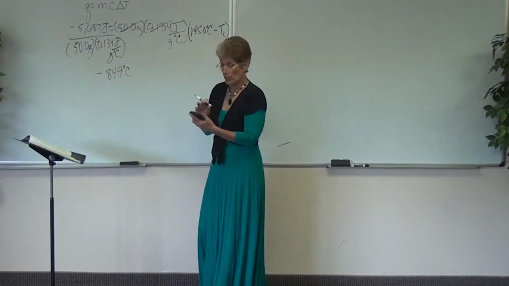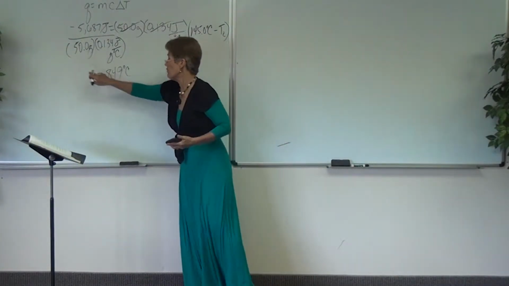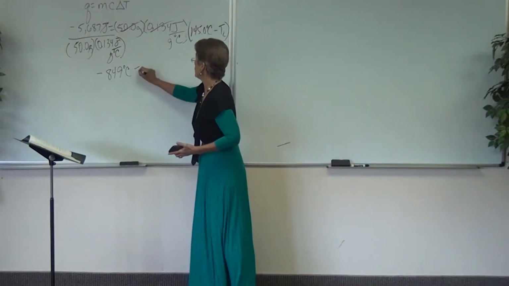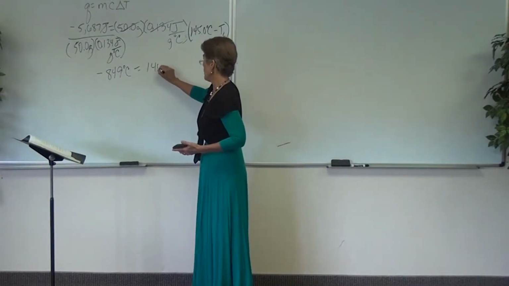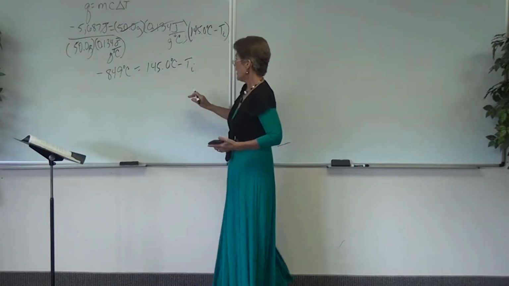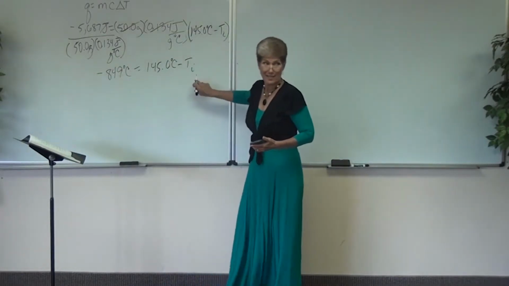And what I got in my calculator was 848.80 and so on. But I've got 3 significant figures here, so I'm going to make it 3 significant figures. Okay, equals, and that's 145.0 degrees Celsius minus Ti. Now, I'm going to go ahead and add this to this side and add this to this side.